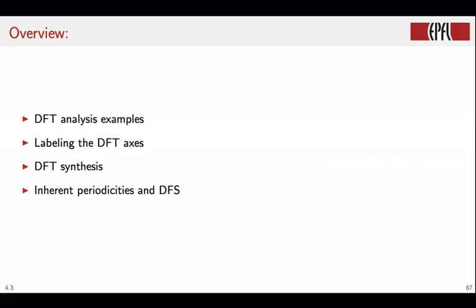We will talk about DFT synthesis, how we move from the frequency domain to the time domain. And finally we will introduce a close relative of the DFT called the discrete Fourier series, which is just a different flavor of DFT applied to periodic signals.